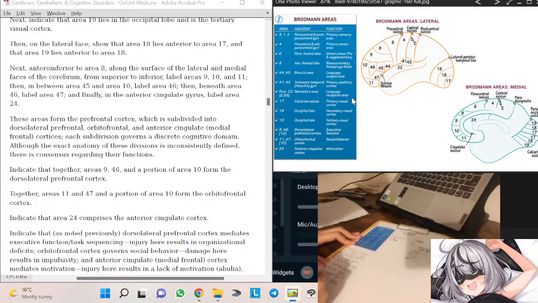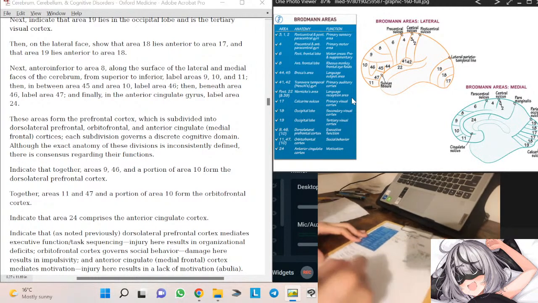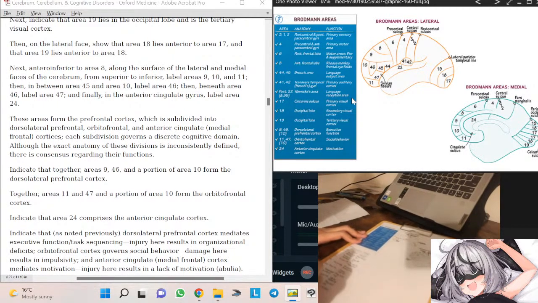17. Calcarine sulcus. Primary visual cortex. Secondary visual. 19.